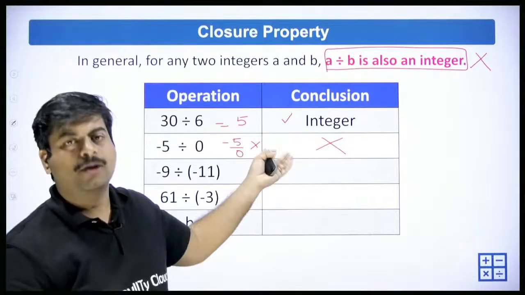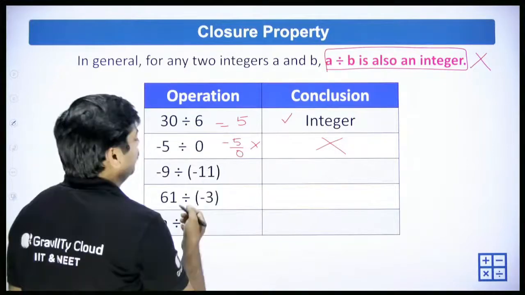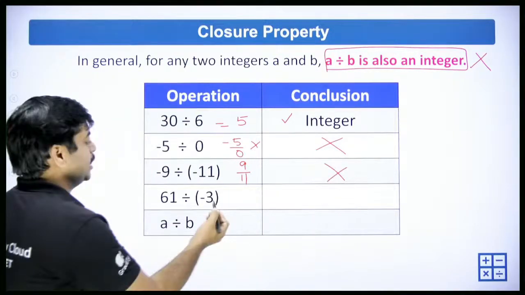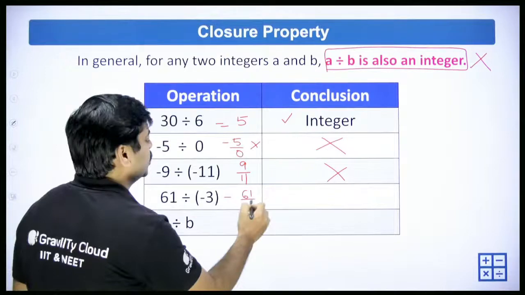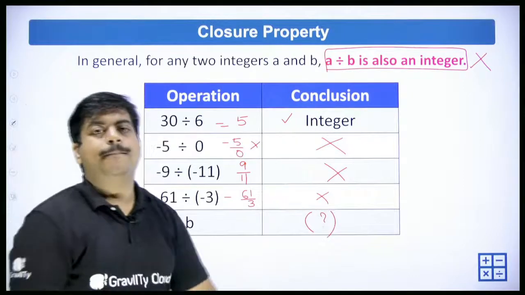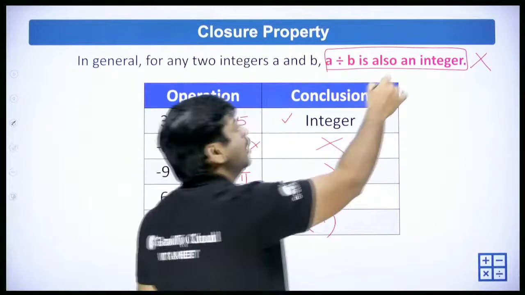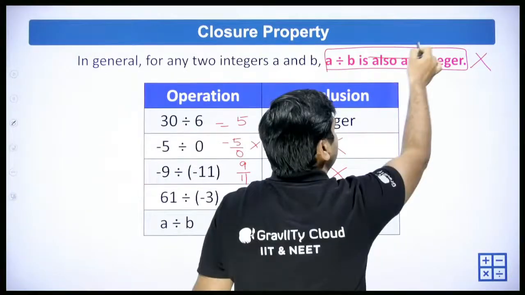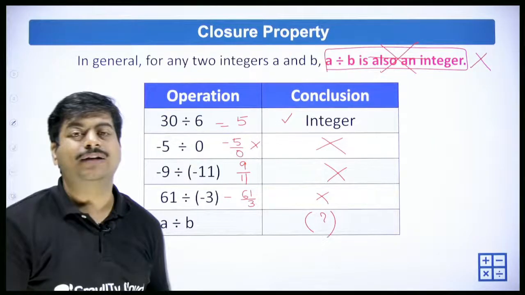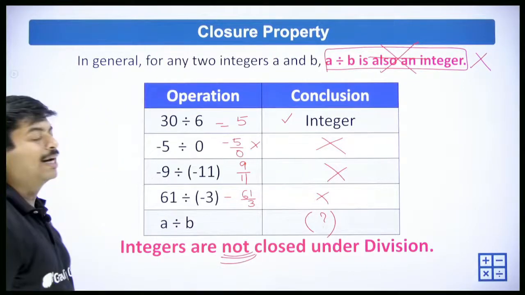Okay, you may say that, sir, only with 0 it is happening. Let us try to take some more values. Minus 9 divided by minus 11. You'll get 9 by 11, both the negatives get cancelled. 9 by 11 is not an integer. 61 by minus 3 is not an integer. So A divided by B may or may not be an integer. So it is not obeying closure property when we are going with division. Integers are not closed under division.